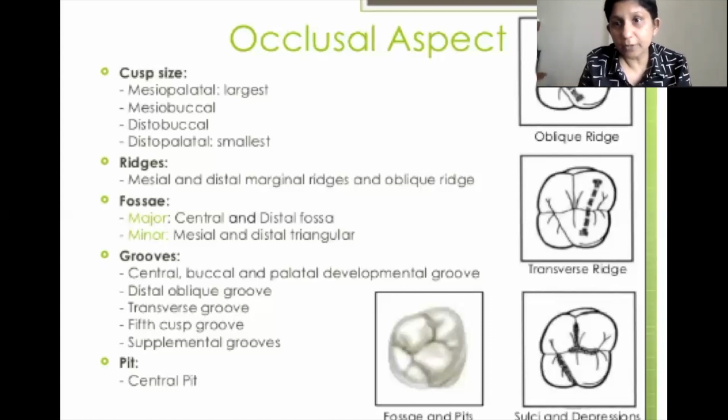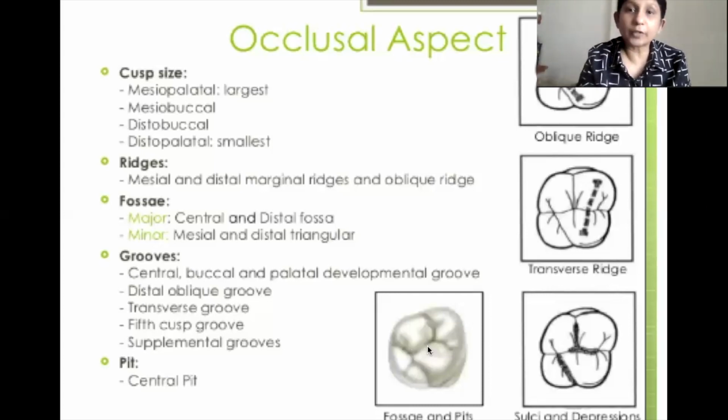So the transverse groove is basically the groove which traverses the oblique ridge. That is, if this is the oblique ridge, you can see a groove which is traversing the oblique ridge. The groove which basically cuts the oblique ridge is called the transverse groove. So this is ideally called a transverse groove of the oblique ridge.